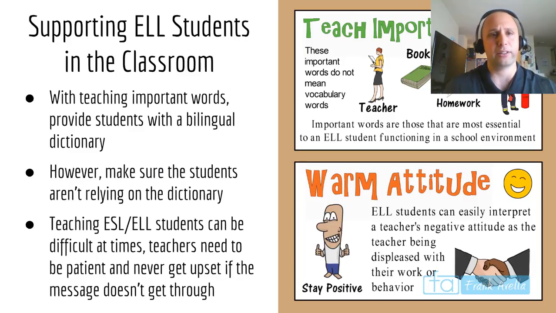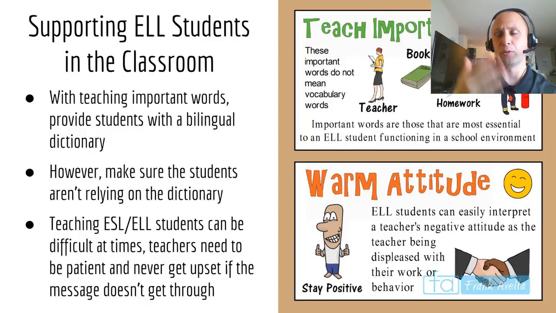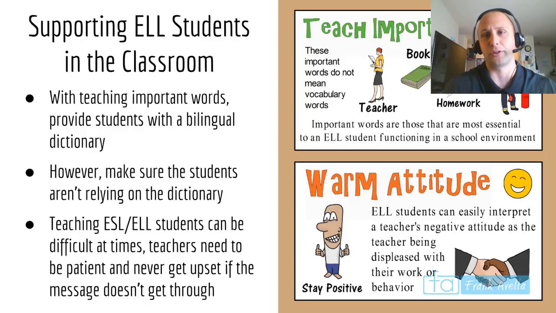Here are a couple more ways to support these kids. Teach important words. Remember, we talked about the 5 stages of language acquisition. So, as the child goes through these 5 stages, they're going to pick up more and more words, but you want them to learn the important words first, right? So, words like teacher, book, homework, fire drill, in case anything dangerous happened, that's an important word or important phrase. Make sure the students aren't relying on a dictionary. You can give them a bilingual dictionary. That can help. But if you do give a bilingual dictionary, don't let them rely on it.